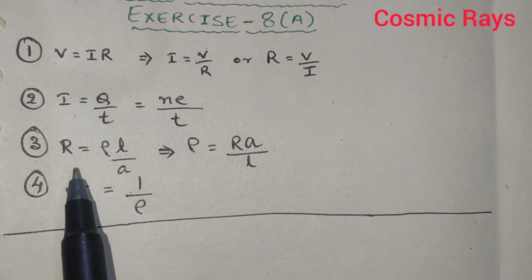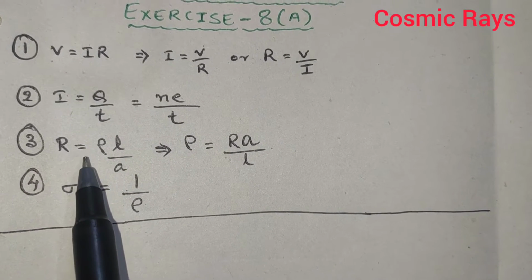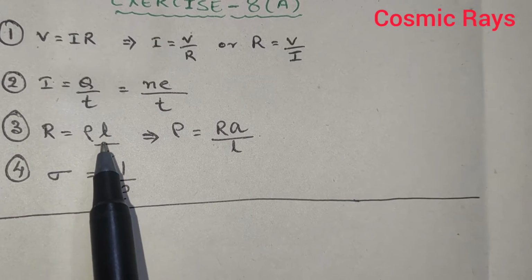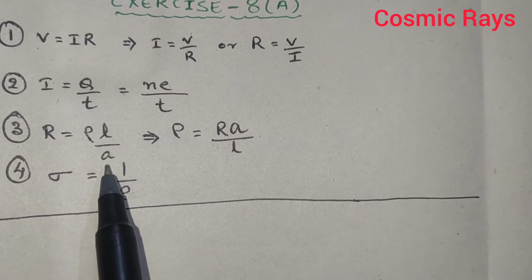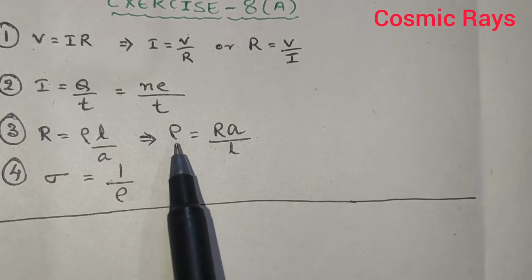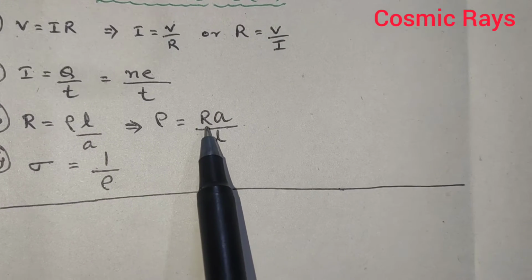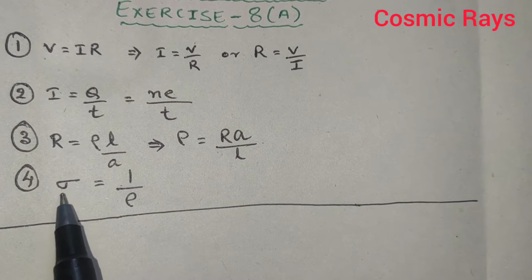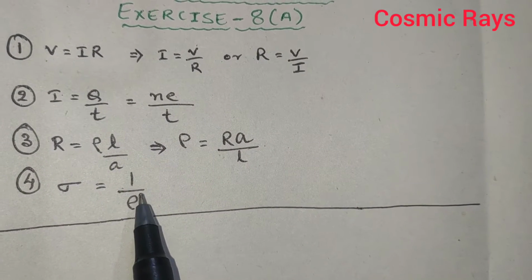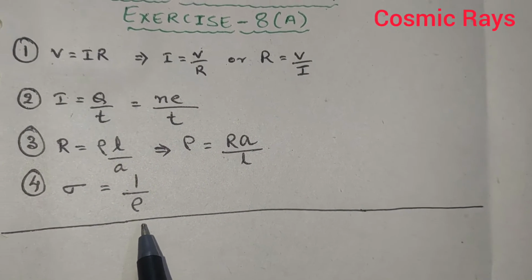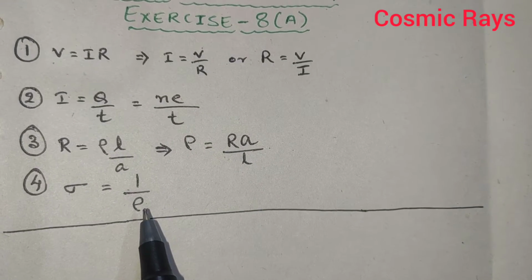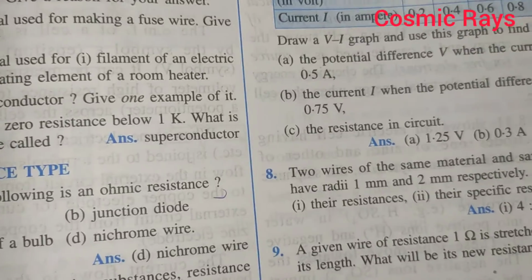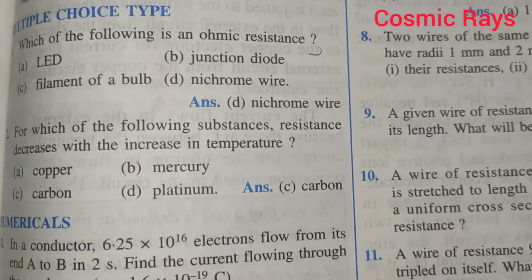The third formula that we will require is resistance is equal to rho, that is specific resistance or resistivity, multiplied by L divided by A. So here specific resistance will be R into A divided by L. And finally the conductivity is the reciprocal of resistivity. So with these formulas we will try to do some of the important numericals of exercise 8A.